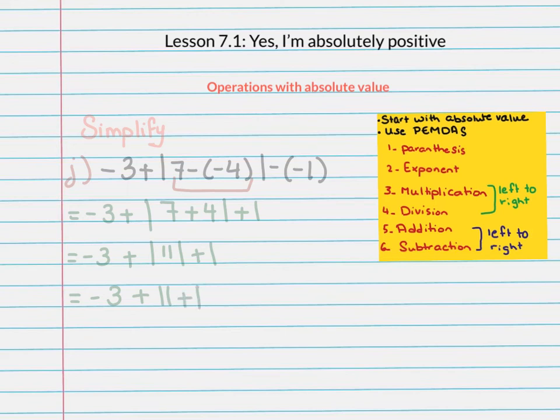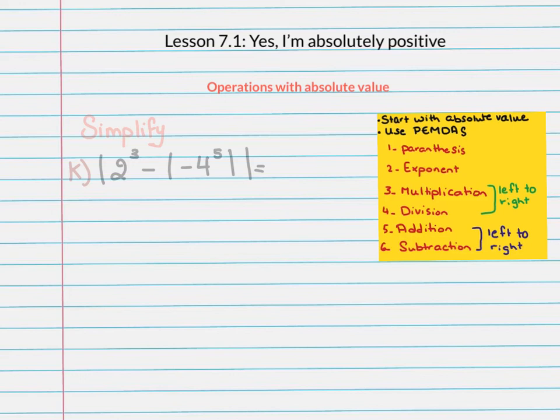Now we have to do the final operations. We start from left to right, as we said here in step number 5 and 6. When we have addition and subtraction together, we start from left to right, whoever comes first. So minus 3 plus 11, that's an 8, plus 1, it's a 9, so the final answer is 9.